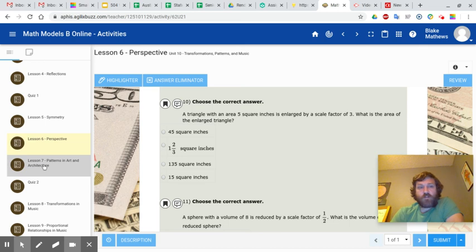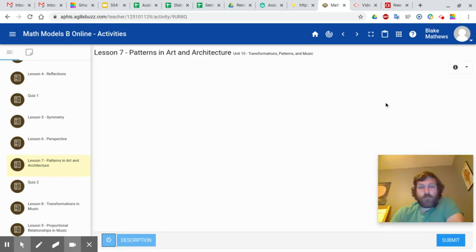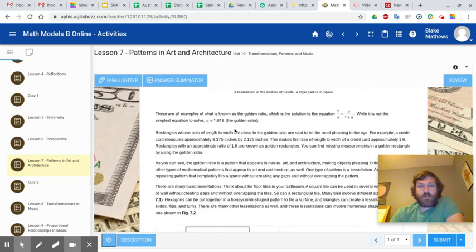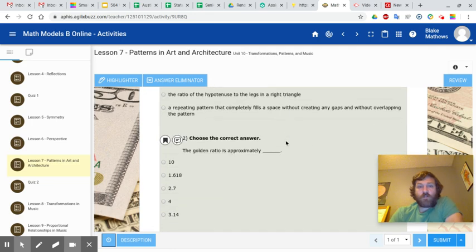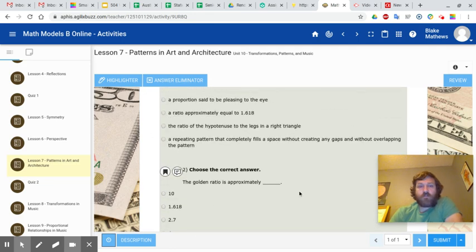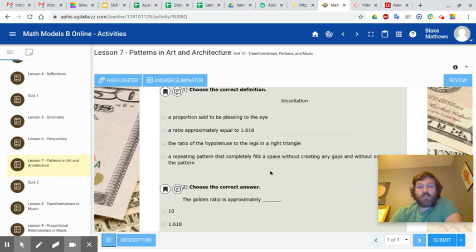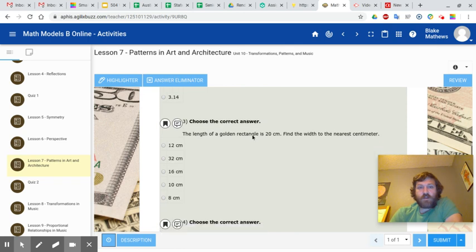I'm going to pause for a second so we can go to the next lesson. I'm going to deal with tessellations and other kinds of geometric relationships that you see in art and architecture. There's some basic stuff about this, what a tessellation is, what the golden ratio is. You find that stuff in the text.